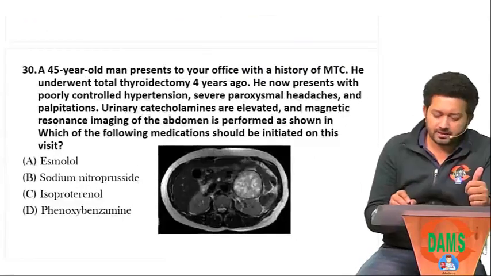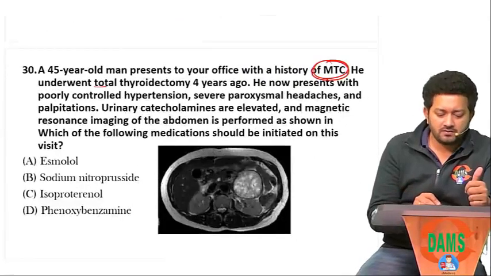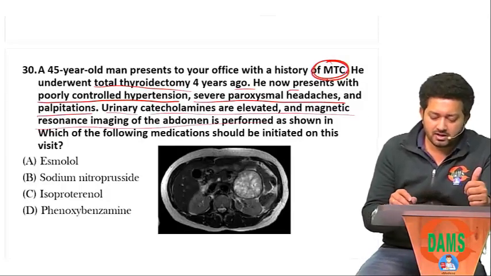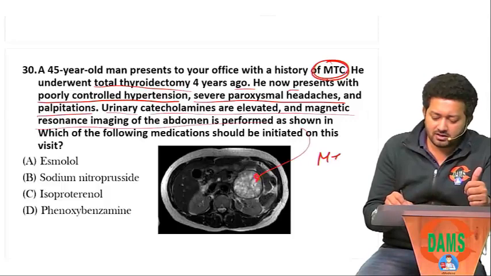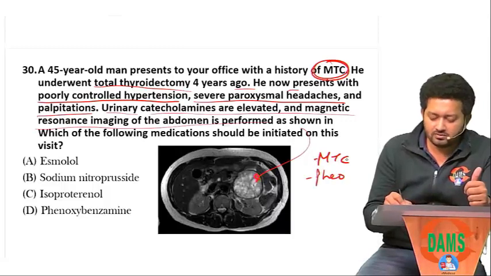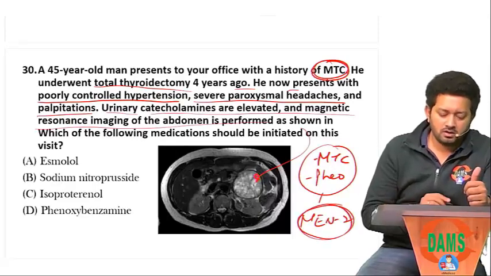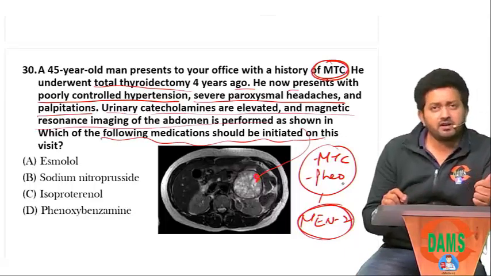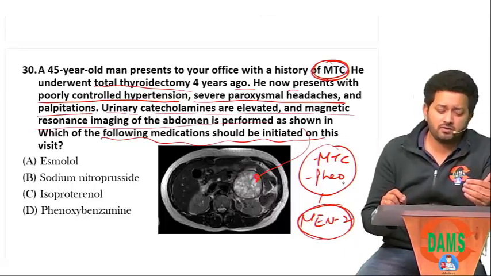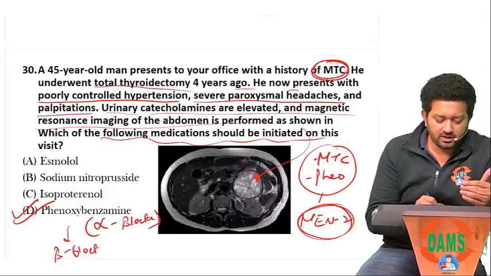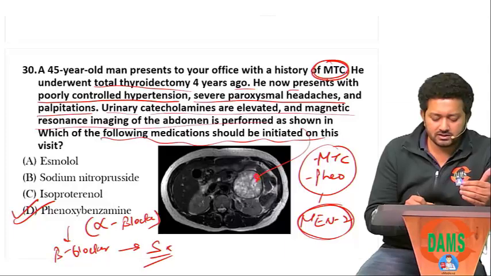Last question. History of medullary thyroid cancer. He underwent total thyroidectomy. Now there is poorly controlled hypertension, severe headache, and palpitation. Catecholamines are elevated. MRI is performed. See, medullary thyroid cancer, this is very typical of pheochromocytoma. So basically we are dealing with a patient having MEN2 syndrome. Which of the following medications should be initiated? If it is pheochromocytoma, before treatment you have to give preoperatively phenoxybenzamine, which is an alpha blocker, and later on you will give a beta blocker after the alpha blockade is complete, and then you will do the surgery, that is adrenalectomy.